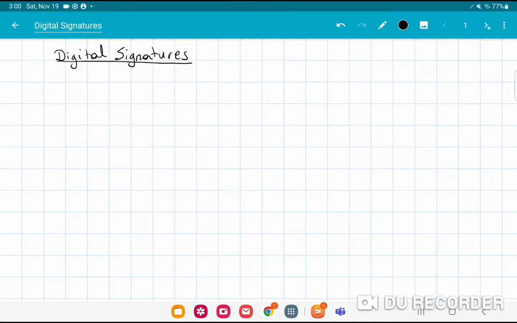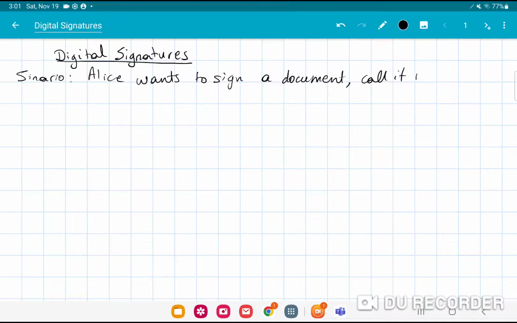So the scenario is Alice wants to sign a document and send it to Bob, her financial officer. Okay, wants to sign a message. Let's call it M. Okay, and send it to Bob.